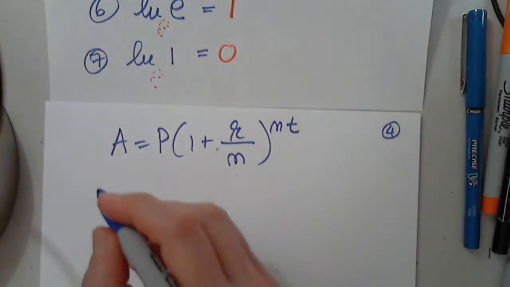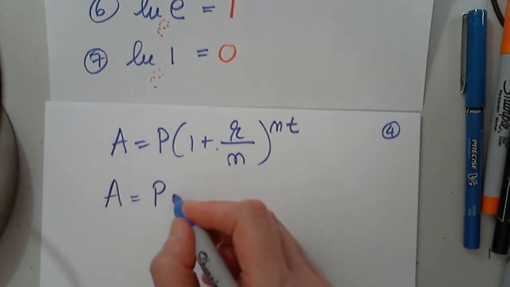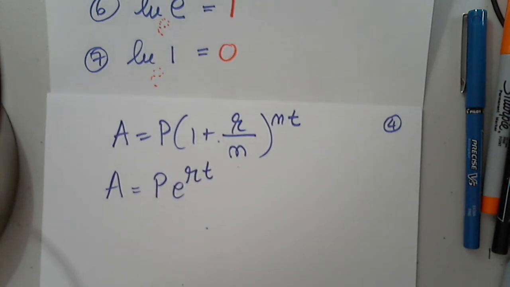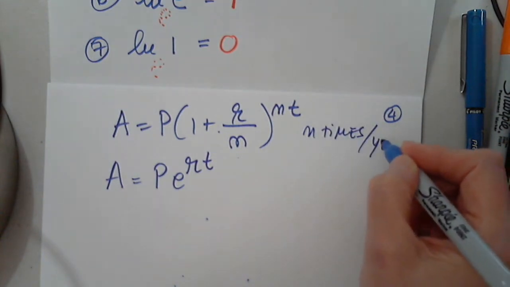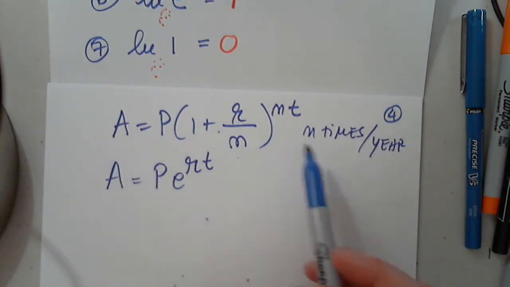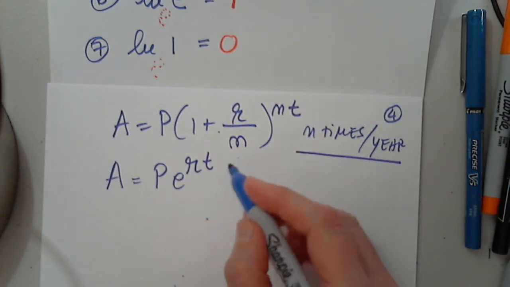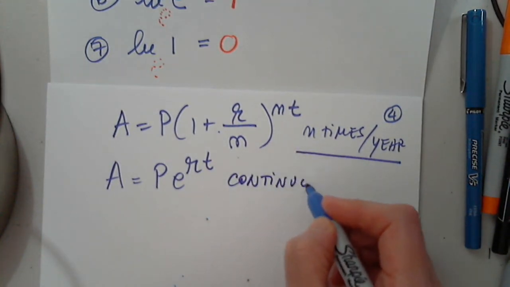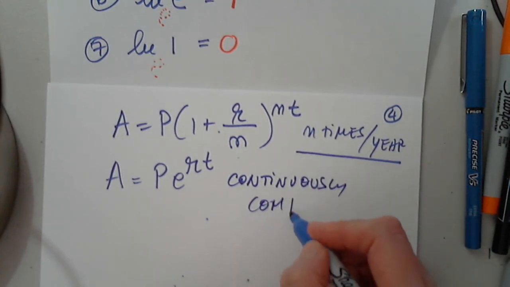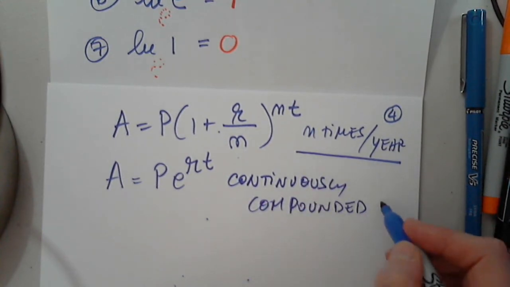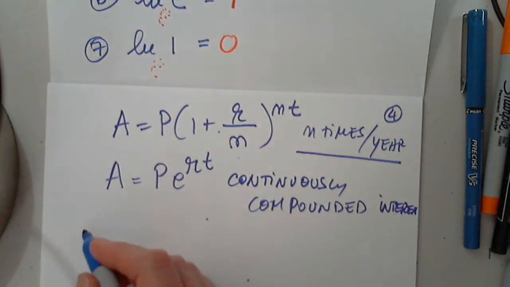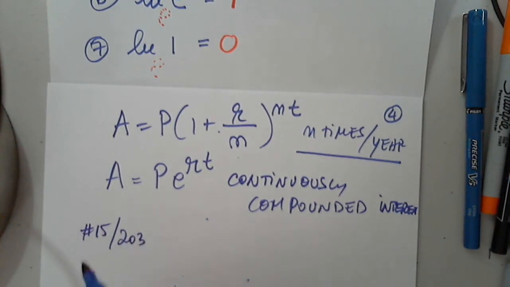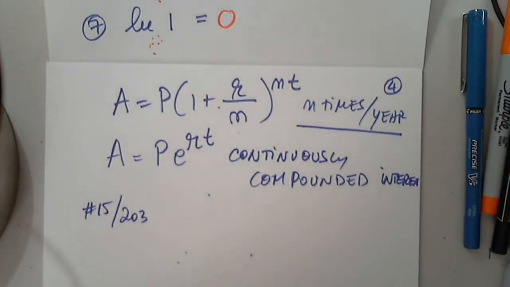Okay, so also I showed a formula that we did not use. So remember, this was for n times per year compound interest, right? We know that. Everyone knows that. Here is continuously compounded interest. So I would like to apply that, let's say number 15 on page 203. I'm showing similar problems with everything that you should know.